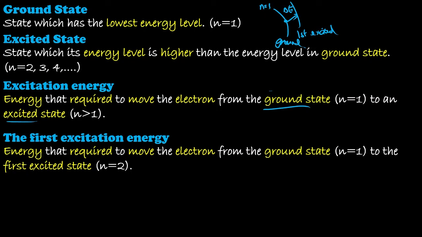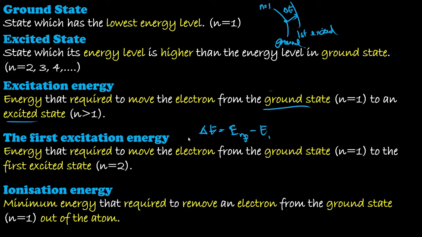So how do you calculate your excitation energy? By using E_n final minus the ground state energy. This is called your excitation energy.